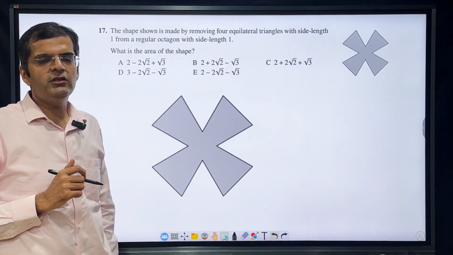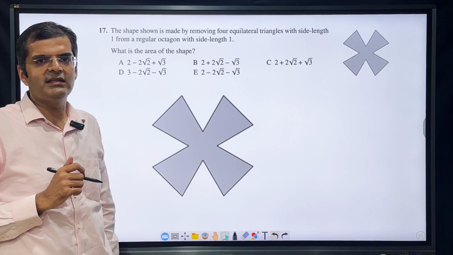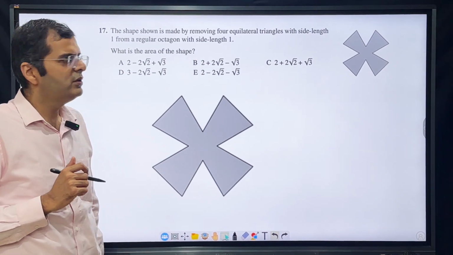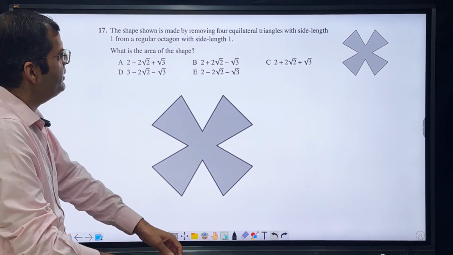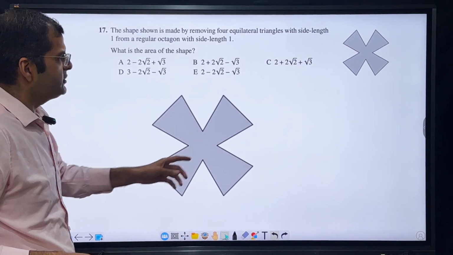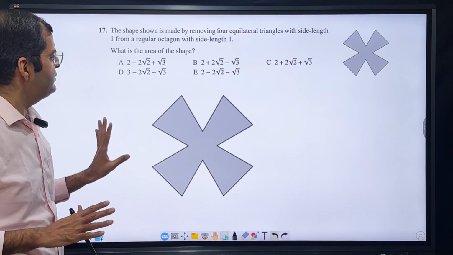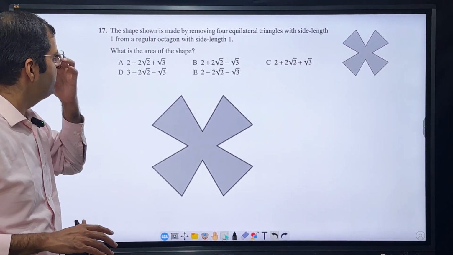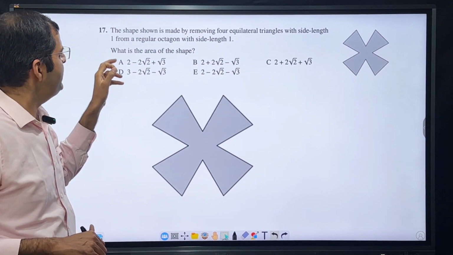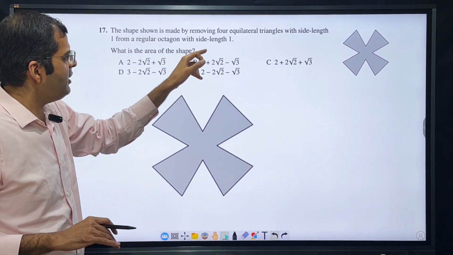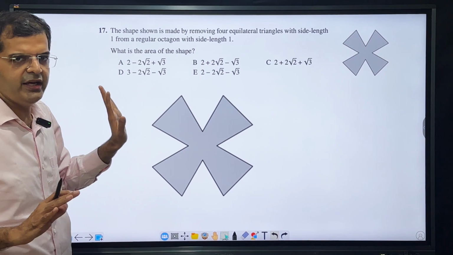Now this is the 17th question of UKMT Senior Mathematical Challenge exam for year 2022. The question says the shape shown is made by removing four equilateral triangles. So this is the shape. I have just enlarged it here first of all. So we'll look at this shape only. The shape shown is made by removing four equilateral triangles with side length 1 from a regular octagon of side length 1. What is the area of the shape?